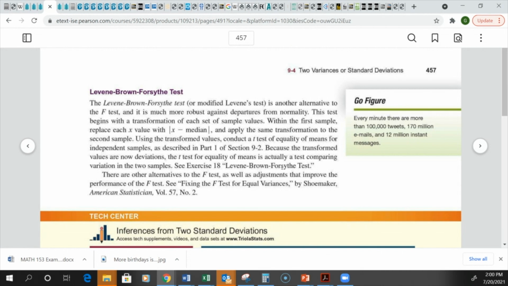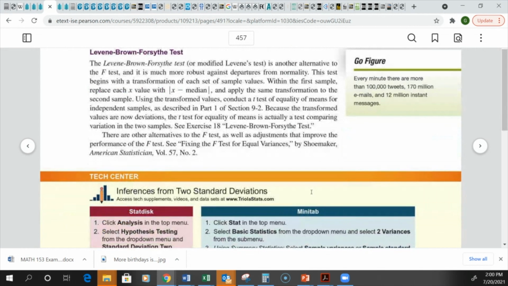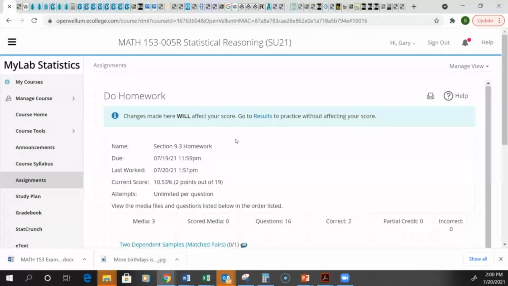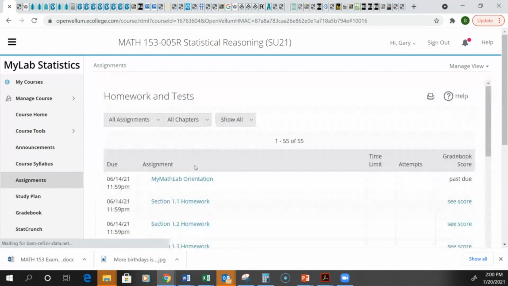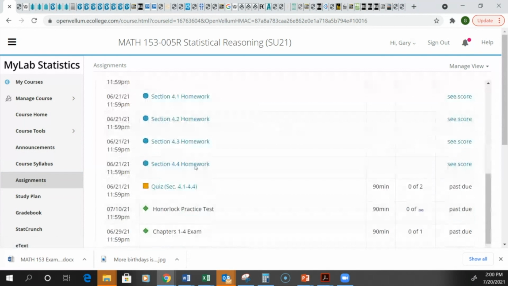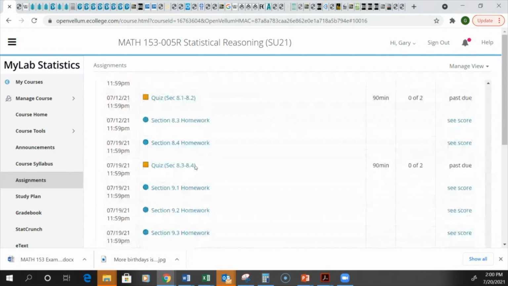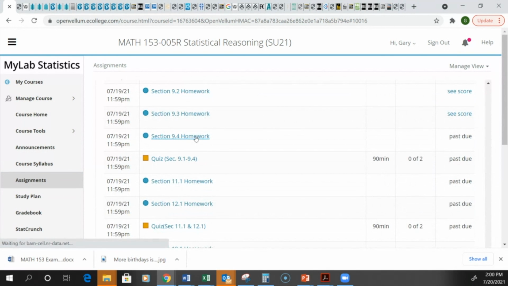Maybe someone who's already done it. Did you see a thing called the Levene-Brown-Forsythe test? Anybody see one of those already? I haven't. Okay, good. Was there a problem? No, I think I just deleted it. I don't know. We'll find out, I guess. If you do see one, skip it because I don't expect you to use that. It's not on a test. It's not on a quiz.